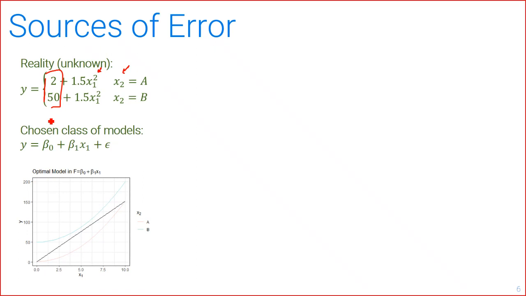So let's say we make a choice about the class of models that we are going to assume. Again, we're going to assume that the response is affected only by x1 in a linear way, and we don't know anything about x2.